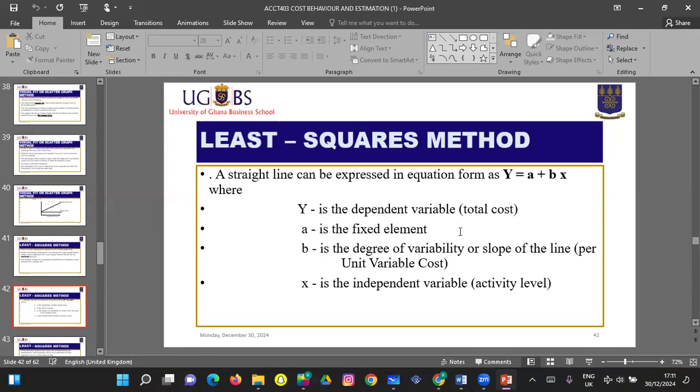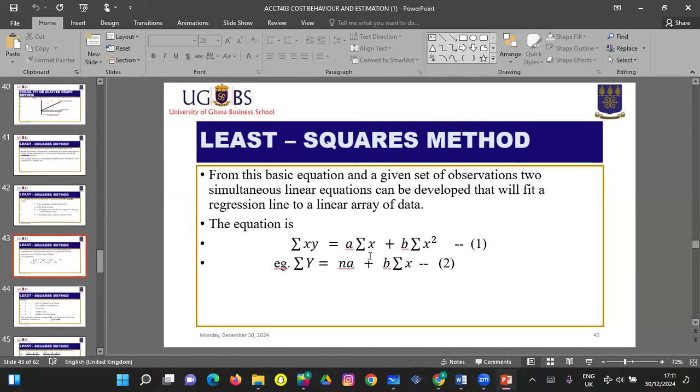So they use the normal straight line equation, y is equal to a plus bx, where y is the dependent variable, which is the total cost here. A becomes the fixed cost. Then b becomes the degree of variability, like the variable cost per unit. X becomes the activity level, like what we just did. Same thing. So now this becomes a least square method equation.